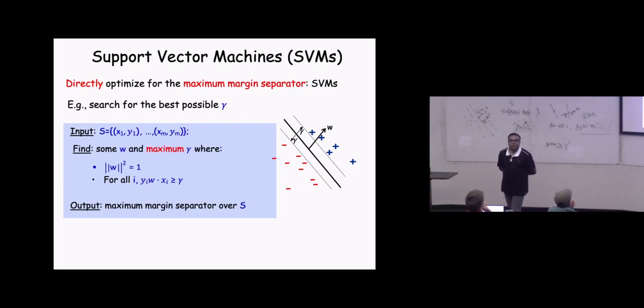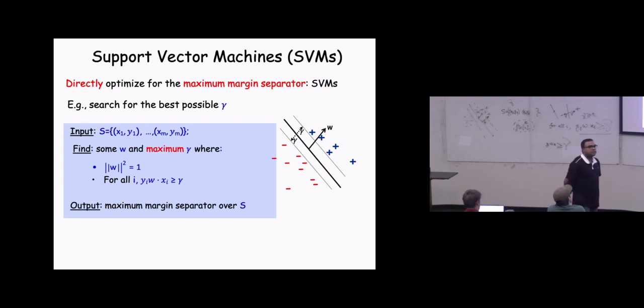Right? So again, you need to find two things. One is a W that is a unit vector, and you need to find a gamma, the maximum gamma, so that this W taken a dot product with xi, yi should give you a value that is greater than or equal to gamma. Any question on this?